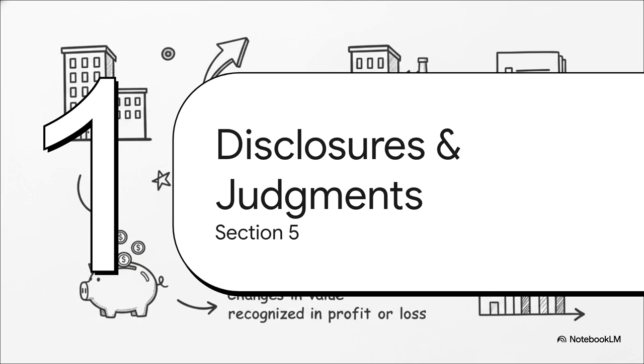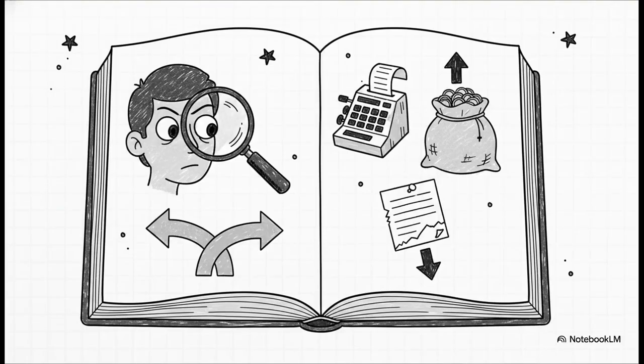Section 5. Disclosures and Judgments. Providing total transparency to your stakeholders is absolutely mandatory here, and you have to separate your narrative disclosures from your hard quantitative figures. Qualitatively, your investors need to know the accounting model chosen. Did you go with fair value or cost? They also want to know if an independent qualified valuer was involved. Quantitatively, it's all about the cash impact.